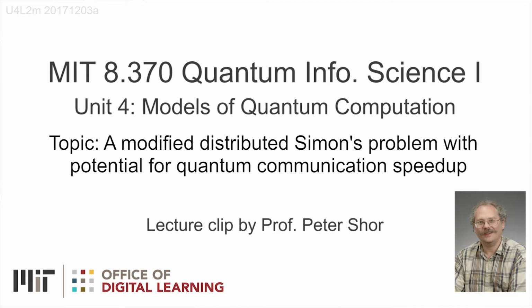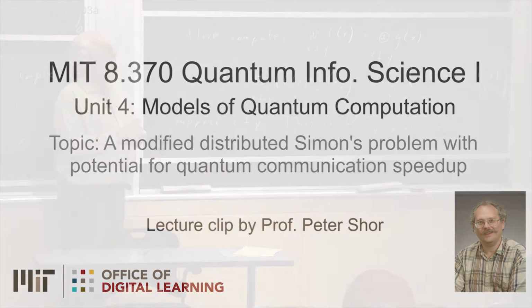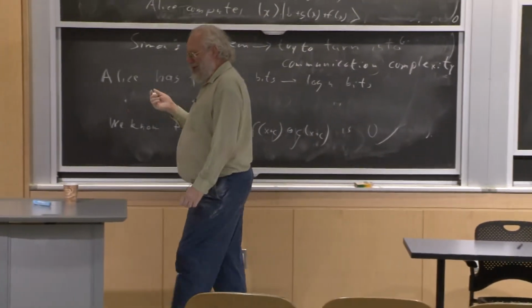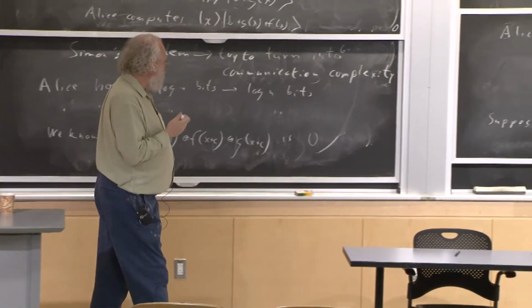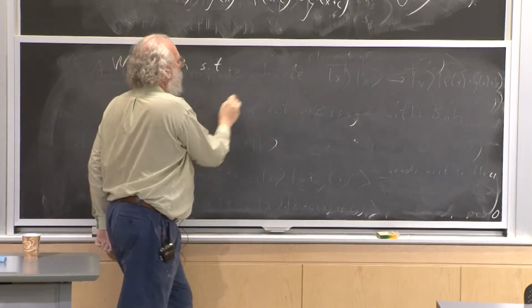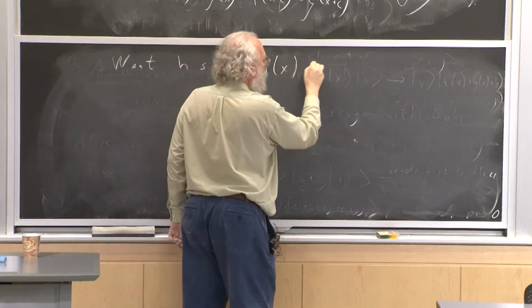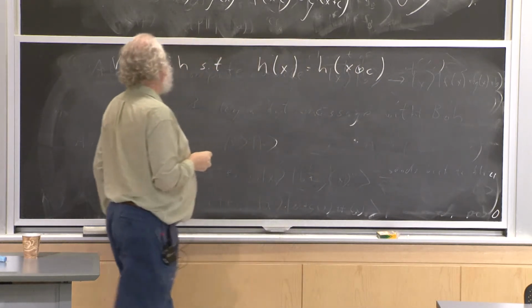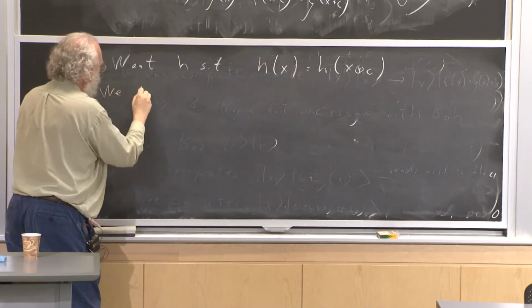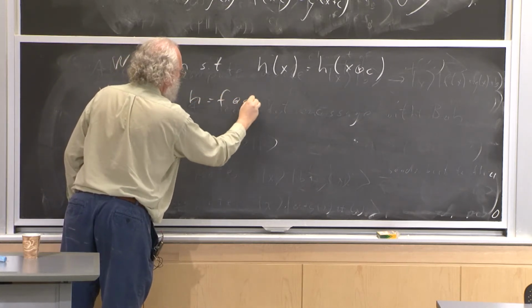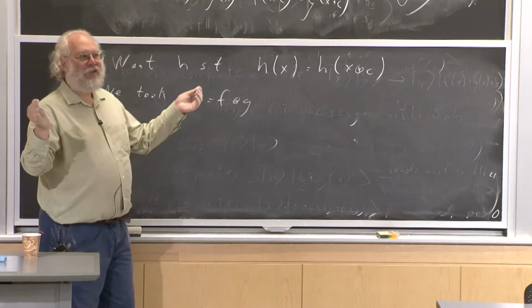Now, there's a way you might be able to get around it that I don't know if anybody has ever tried. I just thought about this when I was preparing for the class. Want h such that h of x equals h of x plus c. We took h equal f plus g, and it didn't work.